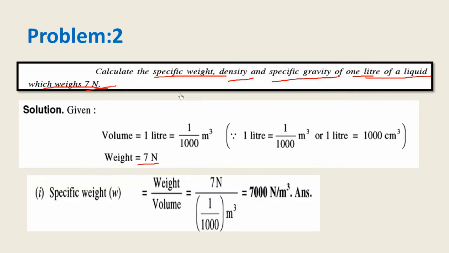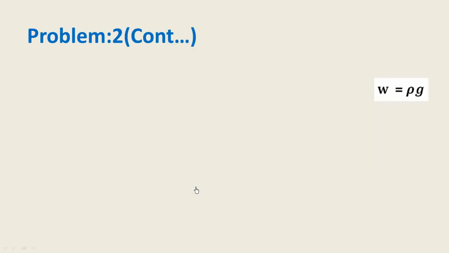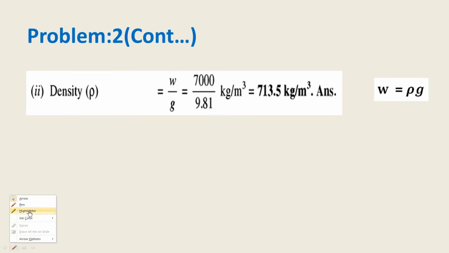So we'll have a formula for specific weight. Specific weight is nothing but weight by volume. Weight is given 7 Newton. Volume is given 1 by 1000 meter cube. By substituting, we will get the specific weight as 7000 Newton per meter cube. Then next, we need to calculate the density value. For calculating density, we have density equal to mass by volume actually. Here mass is not given, only volume is given. So we'll have another formula for calculating density. That is our specific weight. Specific weight we have rho g. So the rho value we need to calculate.